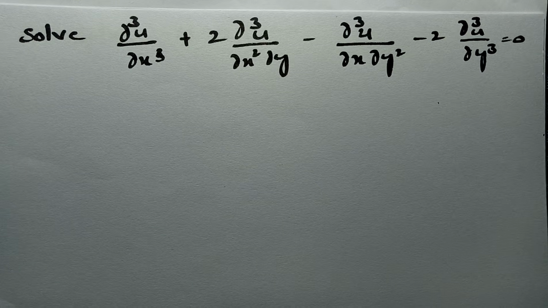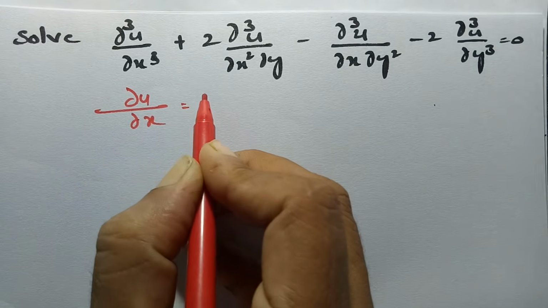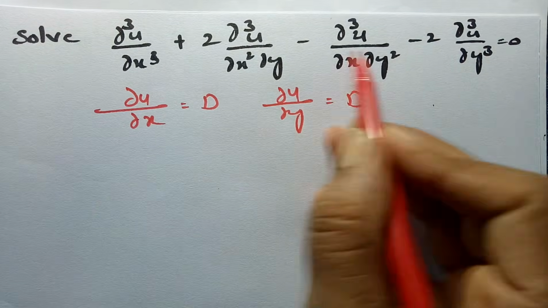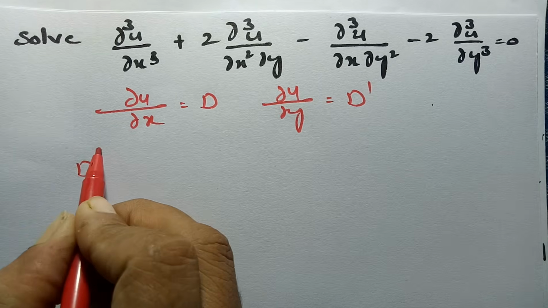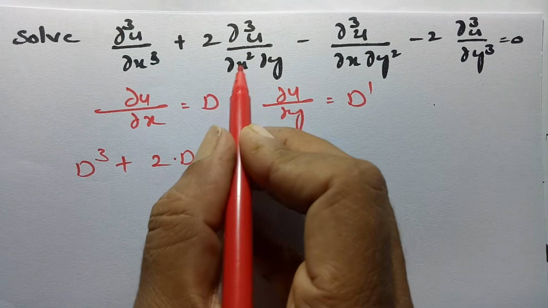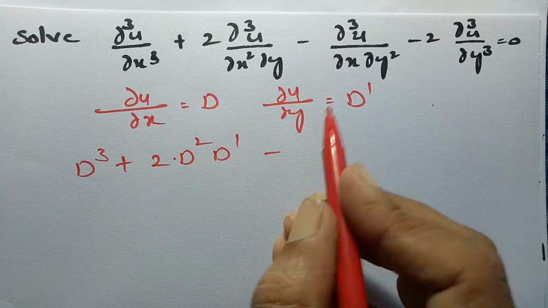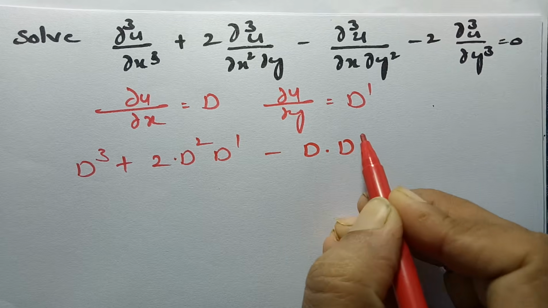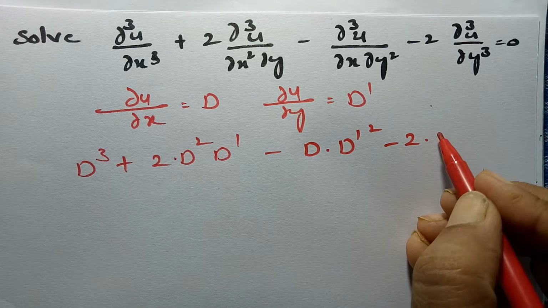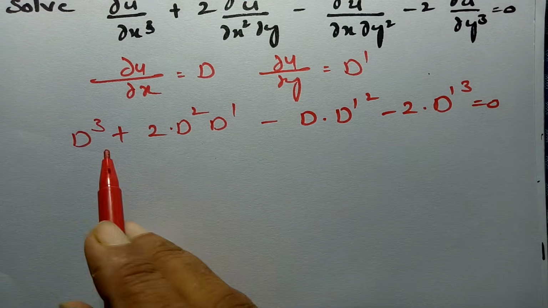And see here the next problem is dou cube u by... So always remember dou u by dou x can be written as D, and dou u by dou y can be written as D dash. So I have to transform into simpler form. It will be D cube plus 2 times, for x it is D, so dou square u by dou x square is D square, D dash, minus, for x it is 1, so it will be D into D dash square, minus 2 times of D cube, dou cube u by dou y cube, it will be D dash cube is equal to 0. So that is the simpler form.